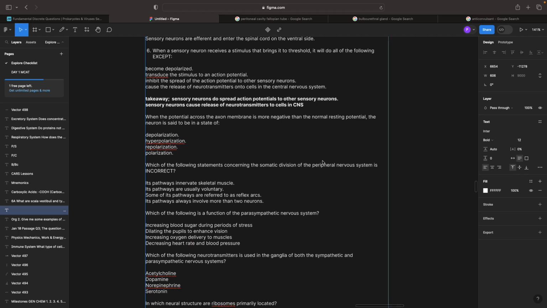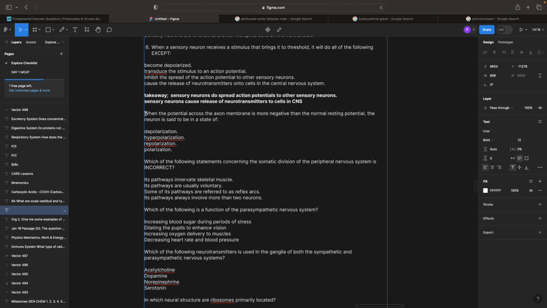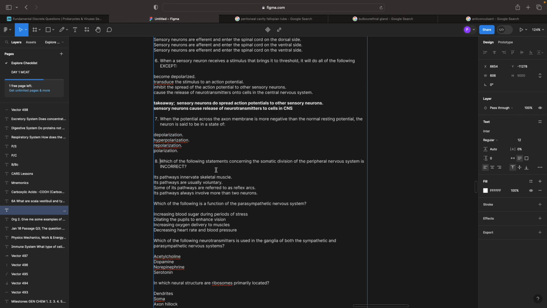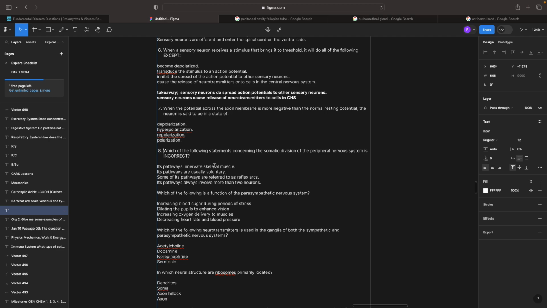So 7, 8. Which of the following statements concerning the somatic division of the peripheral nervous system is incorrect? Its pathways innervate... Some of its pathways are referred to... So between C and D, we chose the reflex arc. With D, its pathways always involve more than 2 neurons.